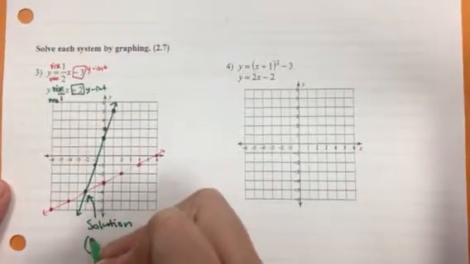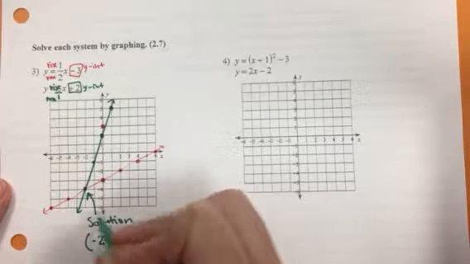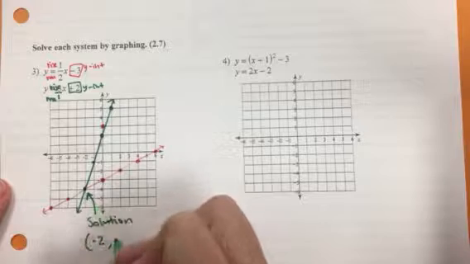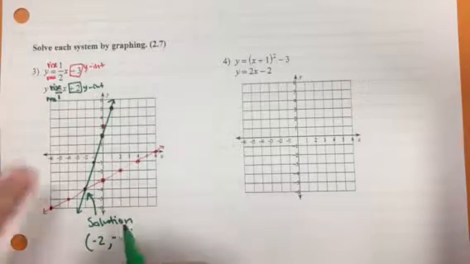So that point would be -2, comma, down 4, -4. That would be the solution.